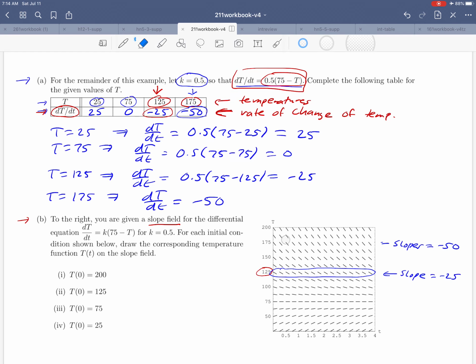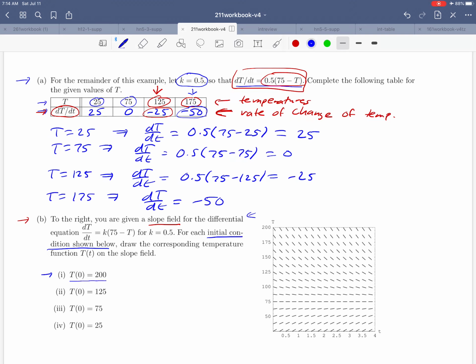Okay, what can we do with all of these slopes? Well, let's see. If we read a little bit farther in this statement, in this paragraph here, second sentence: for each initial condition shown below, draw the corresponding temperature function on the slope field. Okay, well, what do we mean by initial condition? Well, that's something like this statement here, T of 0 equals 200.